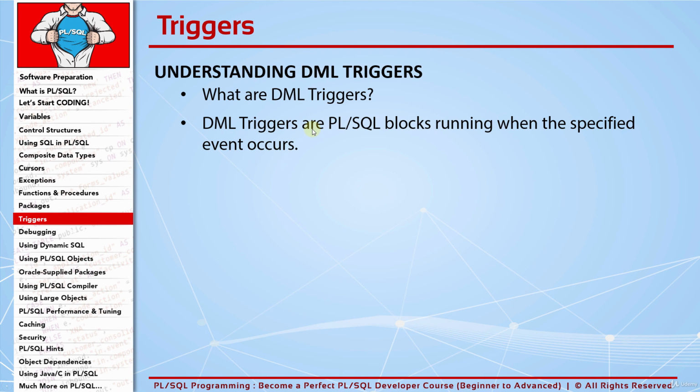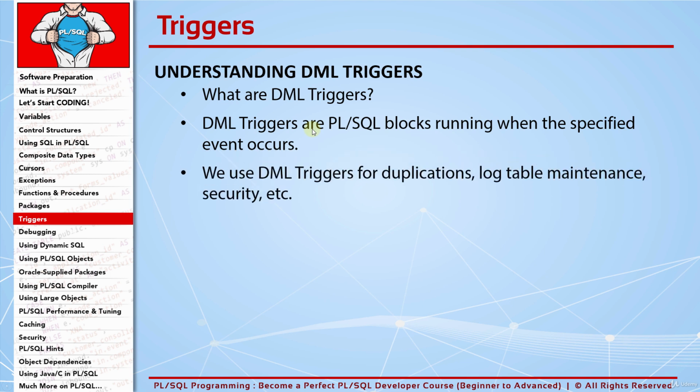DML triggers are code blocks that run with the specified DML events. These events are inserts, updates, and deletes. Actually, there is one more trigger above that, instead of triggers, but you will see that in the further lectures. It can be confusing for now. Alright, we use DML triggers for many purposes like duplicating the tables, creating and maintaining log tables, securing the tables for invalid data entries, etc. You will understand better when you see the usages.